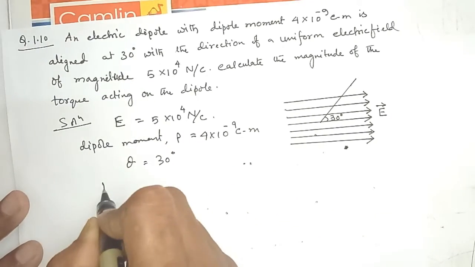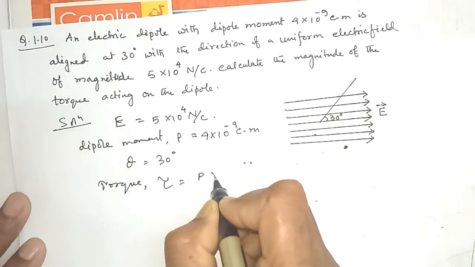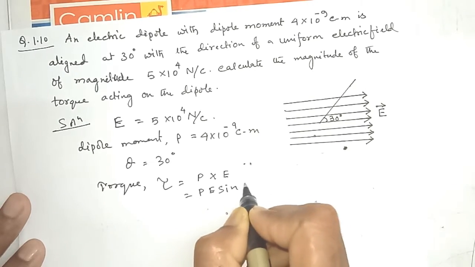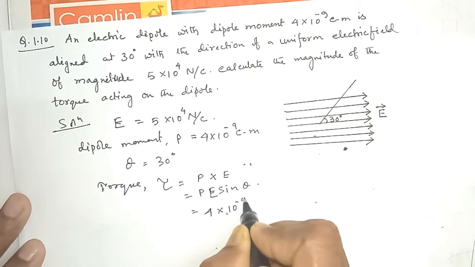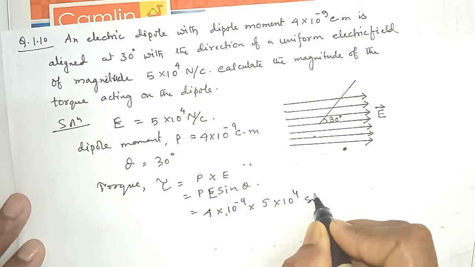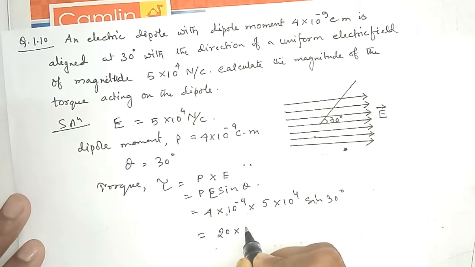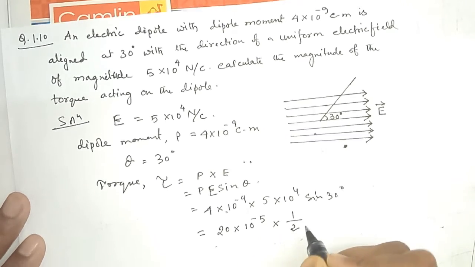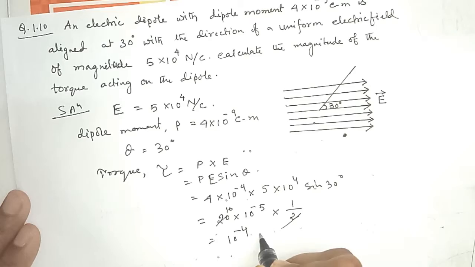Okay, so the torque tau is written as P cross E, which is also written as PE sin theta. We know that P is 4 into 10 to the power minus 9 and E is 5 into 10 to the power 4 and sin 30 degree. So we can write 20 into 10 to the power minus 5 into sin 30 degree, whose value is half, so which is written as 10. So that is 10 to the power minus 4 Newton meter.